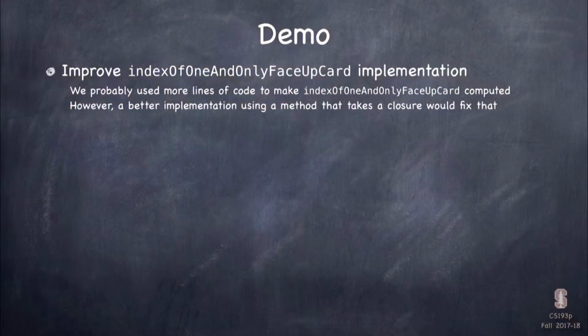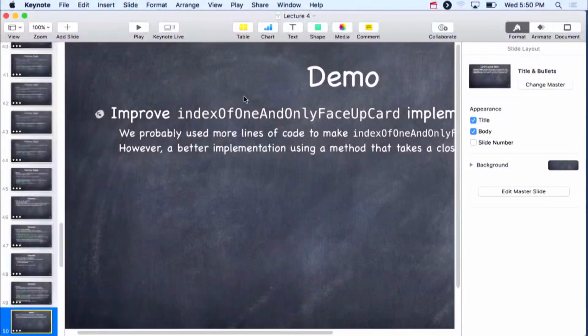Okay, so let's see a demo of closures. I'm going to improve the method index of the one and only face card to be way better. And not only am I going to use closures, I'm going to go back and use extensions to protocols and kind of tie this all together. Okay, so let's do that.